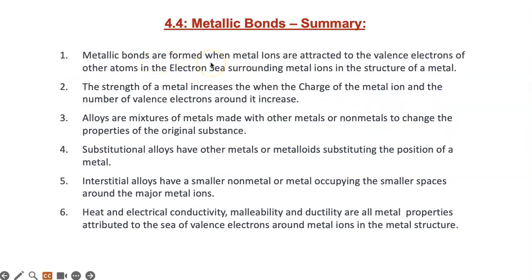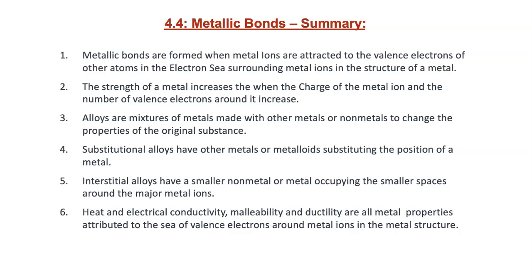And finally, a summary. Metallic bonds are formed when metal ions are attached to valence electrons of other atoms in the electron sea surrounding metal ions in the structure of a metal. The strength of a metal increases when the charge of the metal ion and the number of valence electrons around it increase. So the more the charge of the metal cation and the more valence electrons swimming around it, the stronger the metallic bond. Number 3, alloys are mixtures of metals made with other metals or non-metals to change the properties of the original substance.